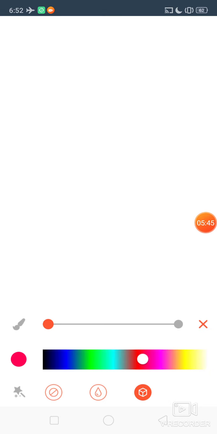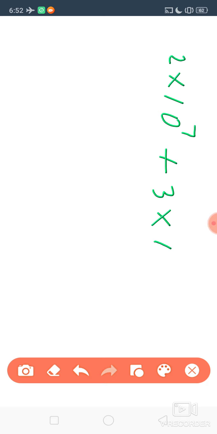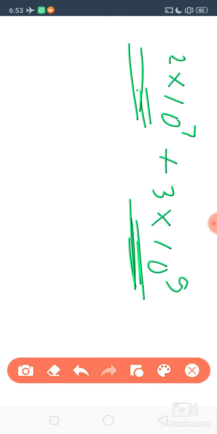Now let's see another example. Suppose 2 into 10 to the power 7 plus 3 into 10 to the power 9 is given to you. Earlier we saw the exponents were the same, but here we are getting 10 to the power 7 and here 10 to the power 9. In this case, how will we add this part?